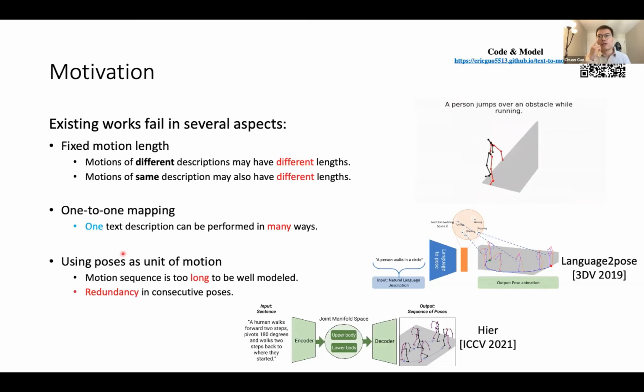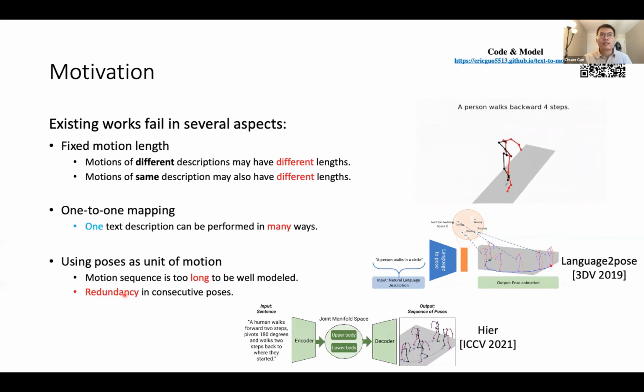The third one is that existing works usually use poses as the unit of motion. That means if you want to generate a motion sequence of 10 seconds, that usually involves the generation of 200 human poses. If you directly generate human poses, you need to model a long sequence, and that's usually quite long for a sequential model. There is also some redundancy between consecutive poses, because the current pose and the next pose actually don't differ much. There is a lot of similarity between two close poses.